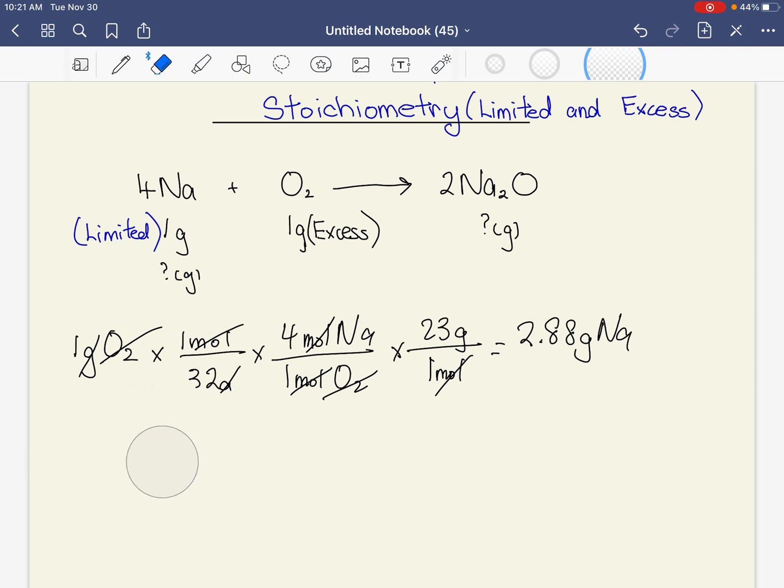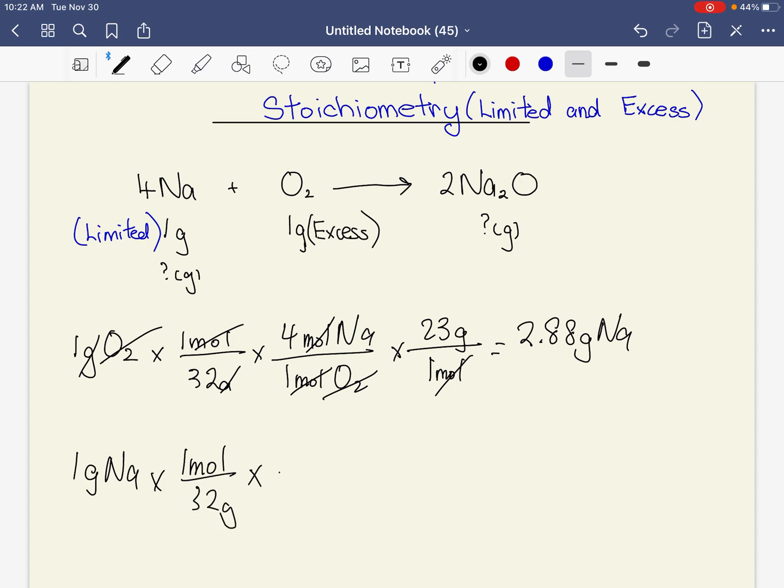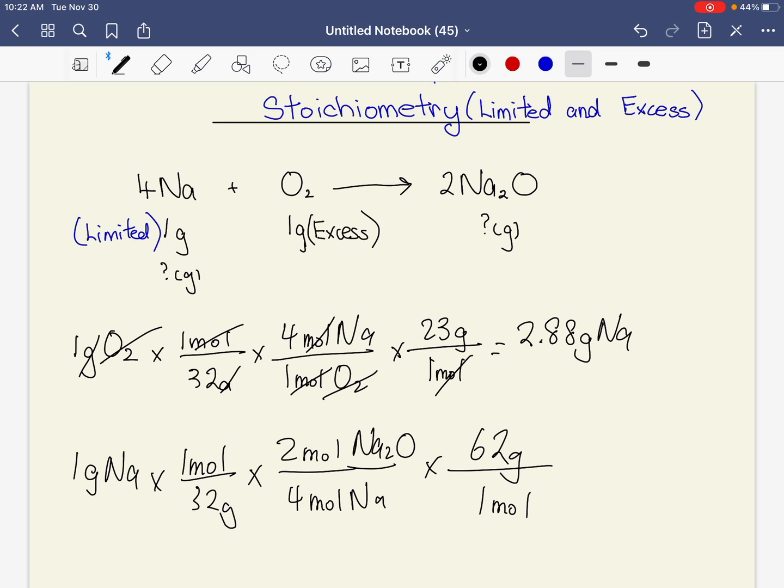Let's erase these ugly cars and let's finish the question here. So as I said, you are going to use the limited reagent to determine products. So the limited reagent here is sodium. So 1 gram of sodium, you're going to change that to moles. This will be the same type of question we saw in the last class. For every 4 moles of sodium, you're going to produce 2 moles of Na2O. And for every mole of Na2O, it is 62 grams. I hope I'm right, okay?